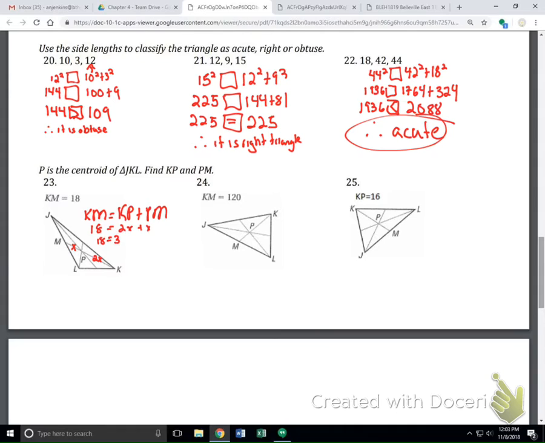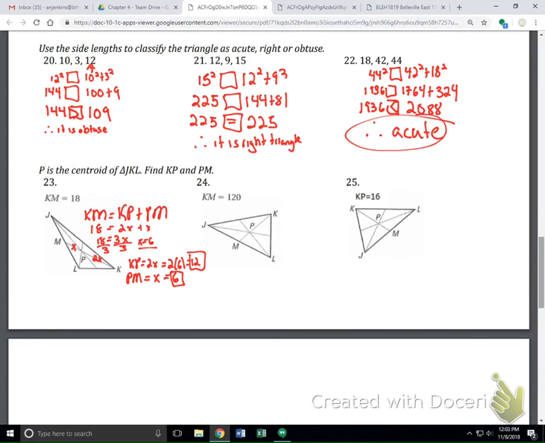We have 18 equals 3x. Divide by 3. X equals 6. But we're not done. That's just the part of it that we needed to find there. Now we're going to substitute it back in. KP equals 2x, which equals 2 times 6, which equals 12. You're right. Okay, and PM equals x, which is 6.